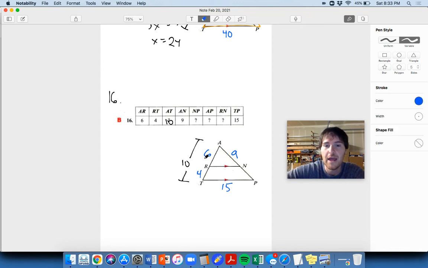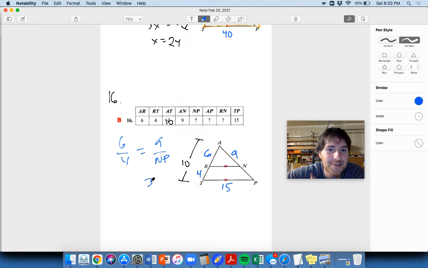I can remember that this over this equals that over that, right? This R and N divide segment AT and AP proportionally, right? Divide them proportionally. Ergo, 6 over 4 equals 9 over NP, okay? And that's probably how I do that one. I mean, I could have, yeah, other ways I could do it too. The book tries to show you there's more than one way you can do something.